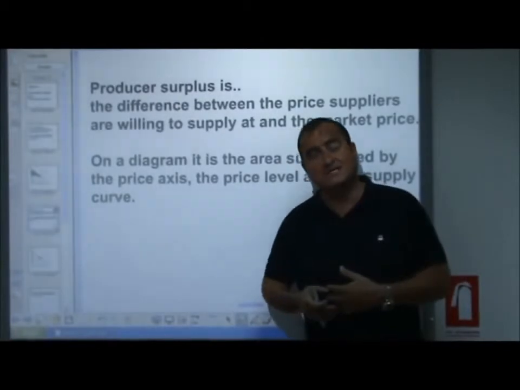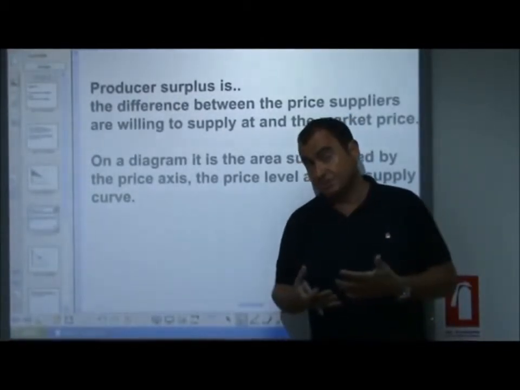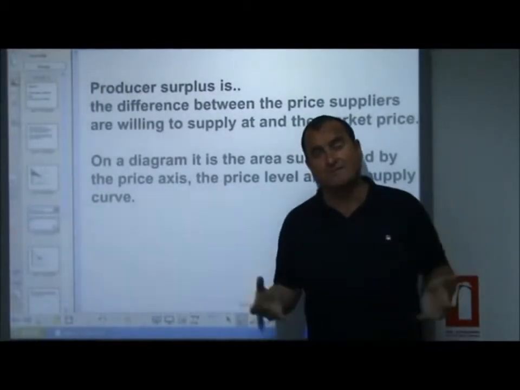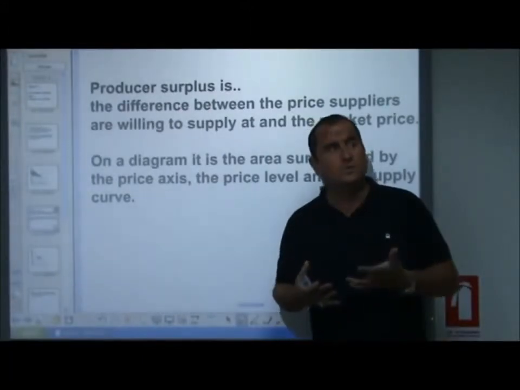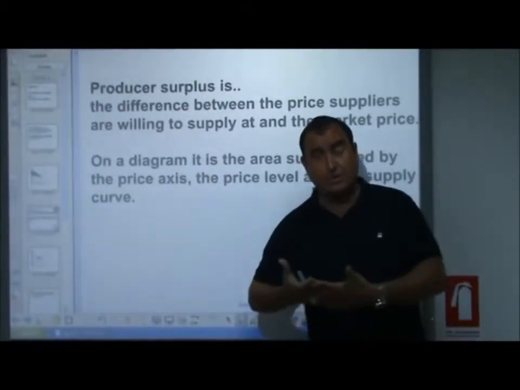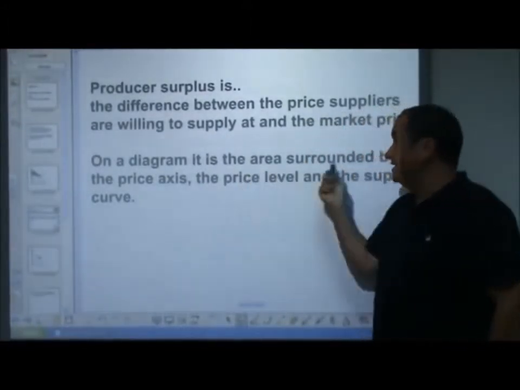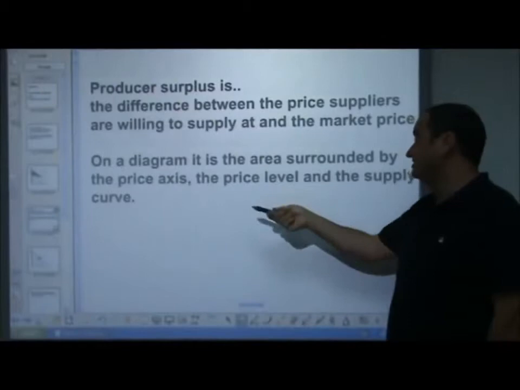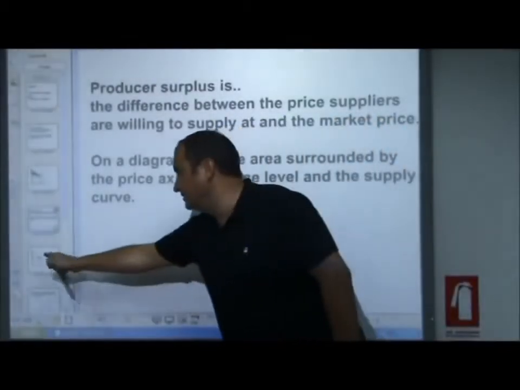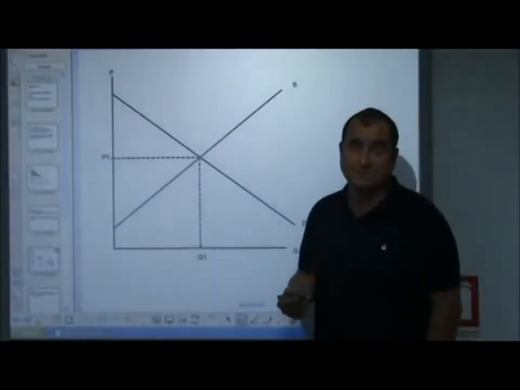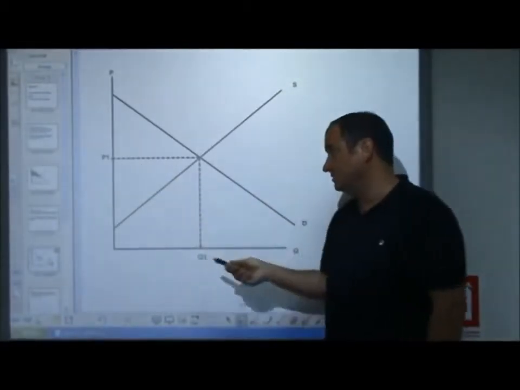You see, different suppliers will see different ways of employing factors of production, and will find different costs for their factors of production, and so won't have the same view on whether it's worth supplying or not at various prices. On a diagram, it is the area surrounded by the price axis, the price level, and the supply curve. Well, let's take a look at producer surplus then. Look at this market. Same diagram as before. There's an equilibrium price and quantity.